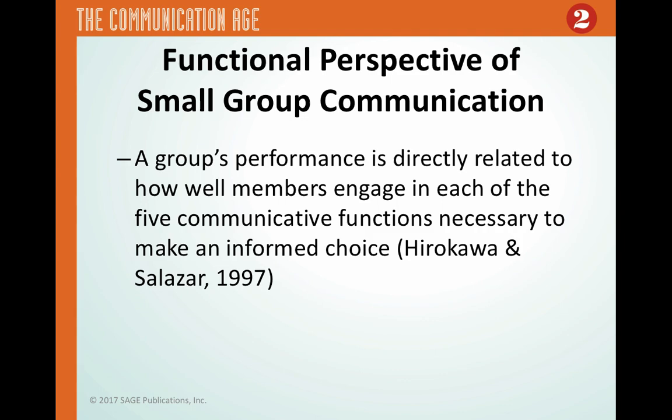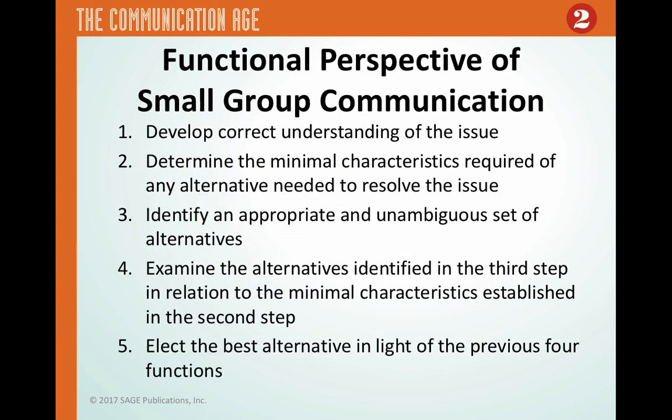A functional perspective of small group communication basically gets at the idea that a group's performance is directly related to how well members engage in each of the 5 communicative functions necessary to make an informed choice. This theory basically gets at there's 5 communicative functions that group members must successfully engage in order to make an informed choice that's going to be beneficial to the group. And these 5 different communicative functions include these 5 listed here.